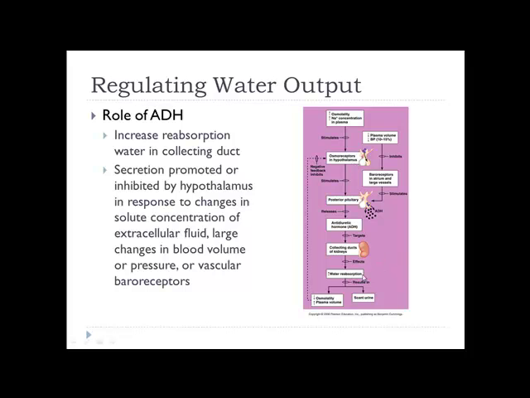Other result from here, if we increase reabsorption of water, you have less urine production. So reabsorption, that's going to be moving a fluid from the nephron into the blood. So we're keeping fluid in the body. We reabsorb it.